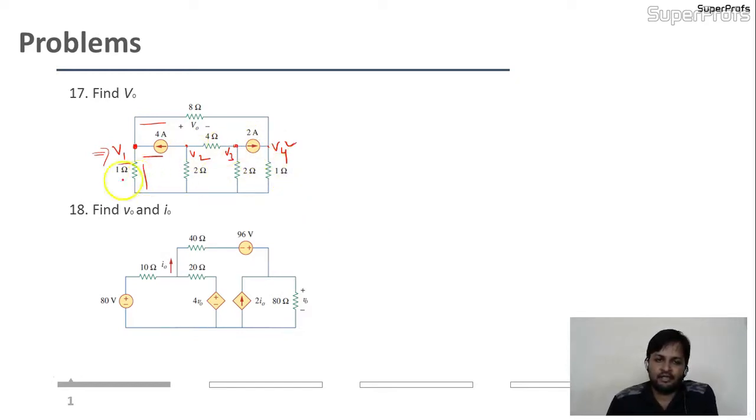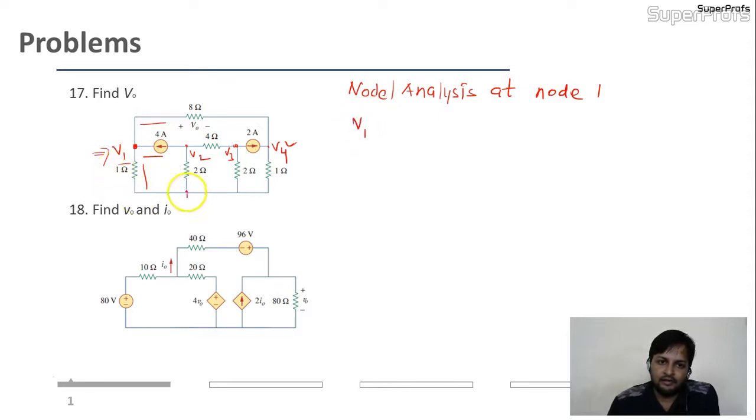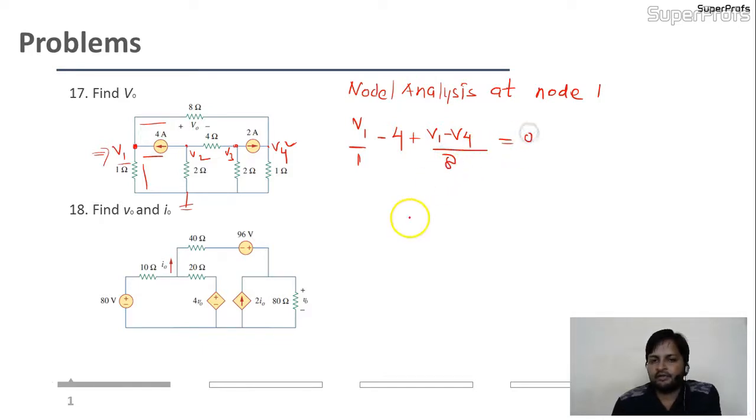See, what I'm saying is, we'll apply the node analysis at 1. Nodal analysis at node 1. Here. Tell me the equation. V1, fine. This is 0. Divide by 1 resistance. Minus 4, the incoming current. Minus 4, fine. V1 minus V4, divided by 8. Is it okay? Equal to 0.